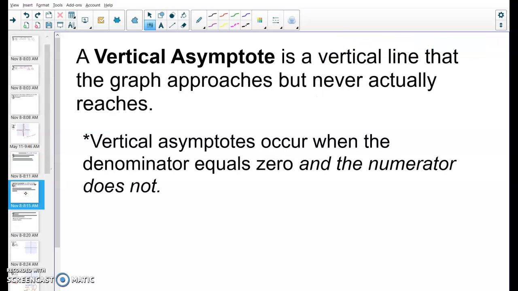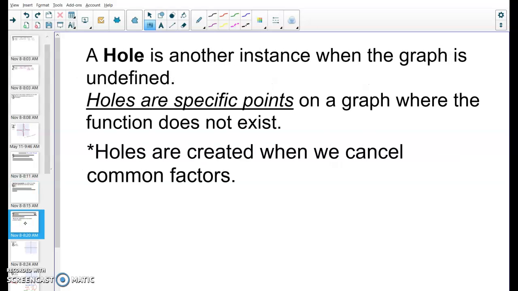So a vertical asymptote is a vertical line that the graph approaches but never actually reaches, where your denominator equals 0 and the numerator does not. Okay, so that's a key point as we're remembering this stuff. A hole in the graph is another place where it's also undefined, but that's a specific point in the graph where the function does not exist, so you can't have a value at that point. You get holes in your graph when you cancel out a common factor. Make sure that you write this down so that you can see this as we go to solve some of these examples.